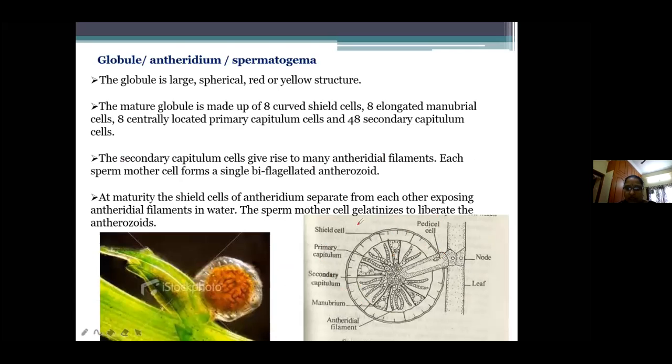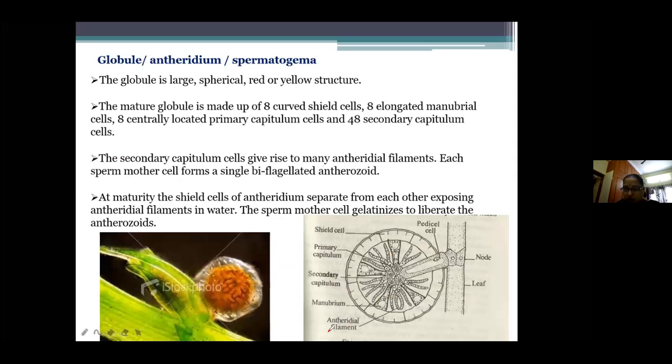First is a pedicel, the second one is a sealed cell, third is a manubrial, fourth one primary capitulum, fifth one is a secondary capitulum, the final one is the antheridial filament. Yes guys, did you understand these words? Yes, ma'am. Next, write down development of globule.